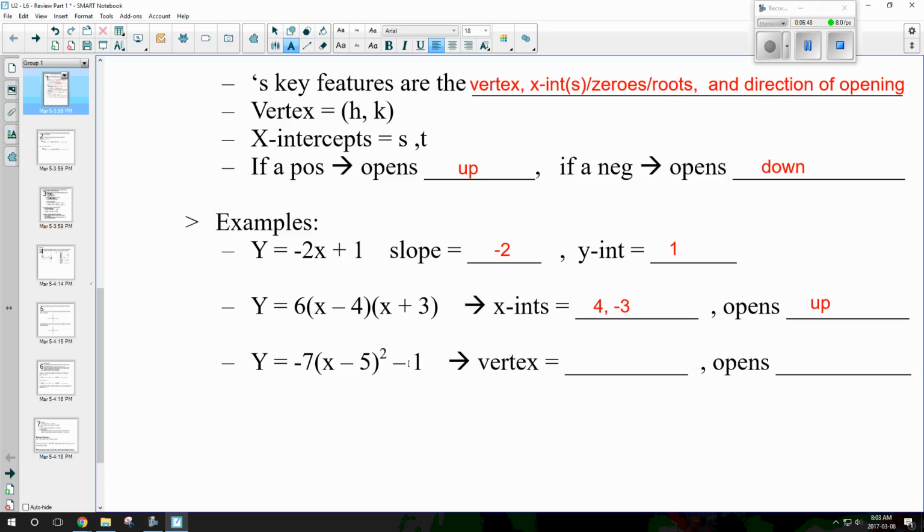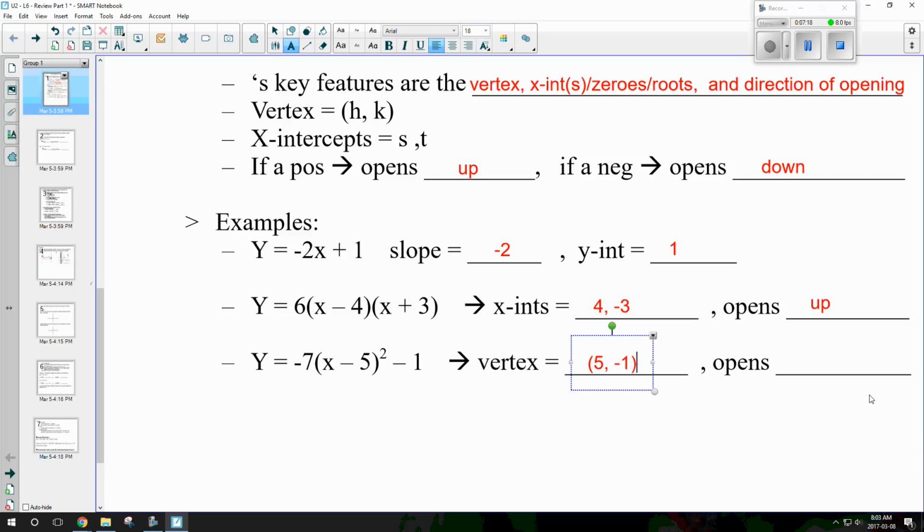Now our last one here, this one is in the vertex form, so we're asked to pull out the value of the vertex. And remember, the value of the vertex, we get our x value from inside the bracket with the x, so because this is a -5, when we pull it outside the bracket, it becomes a +5. And then our y value of the vertex is always just the last term at the end, which in this case is -1. So our vertex is the point (5, -1).